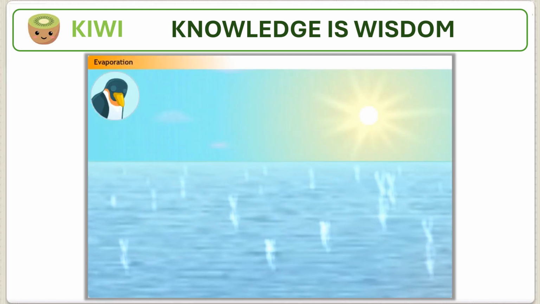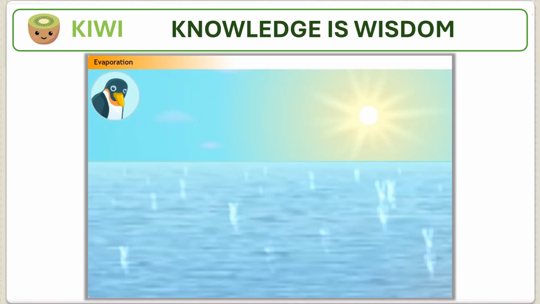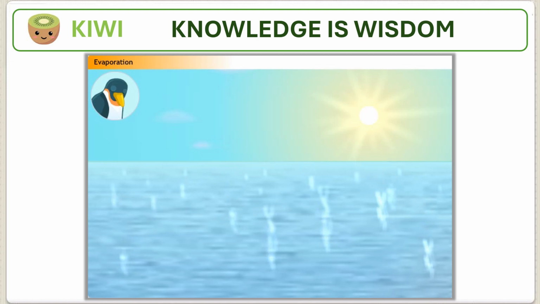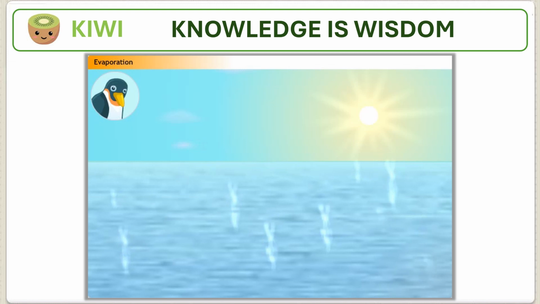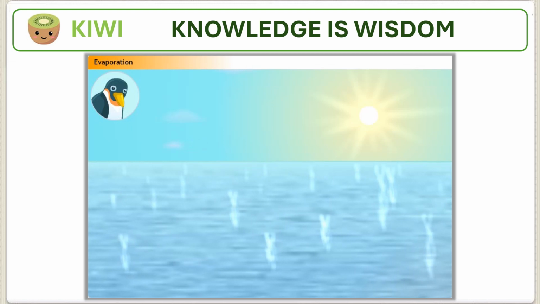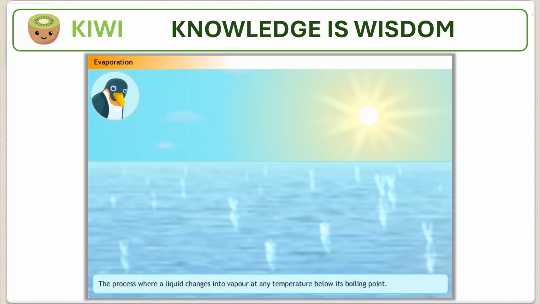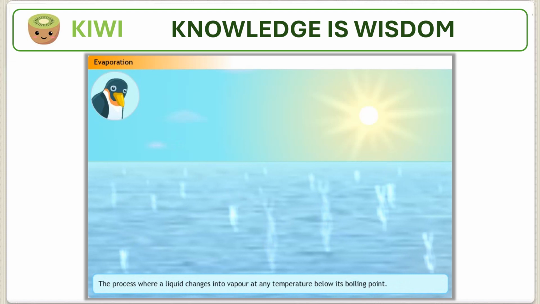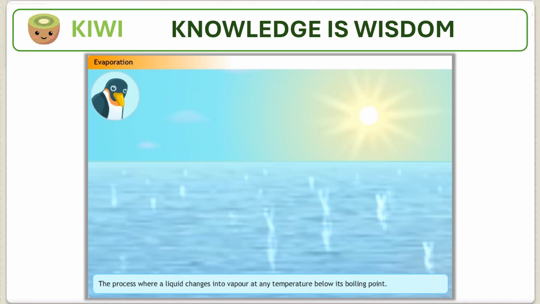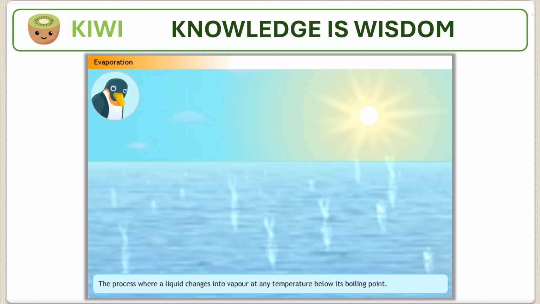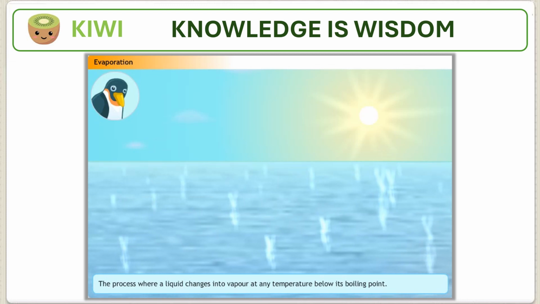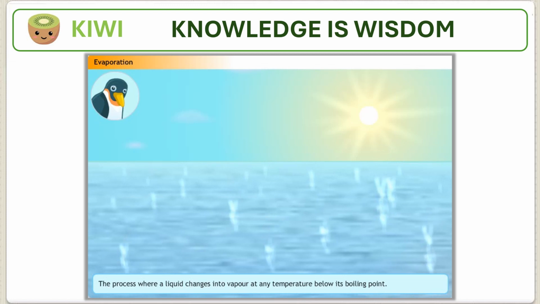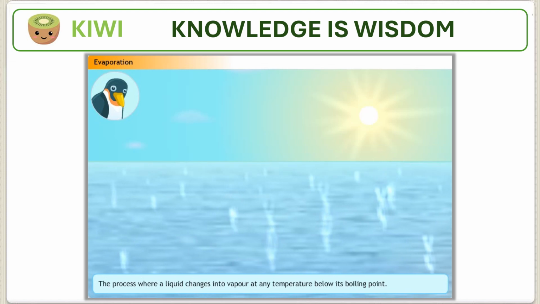Not necessarily. For example, seawater absorbs the heat from the surroundings and vaporizes, leaving behind the salt that was dissolved in it. This process is known as evaporation. Thus, a process where a liquid changes into vapor at any temperature below its boiling point is called evaporation. Evaporation occurs only at the surface of the liquid.